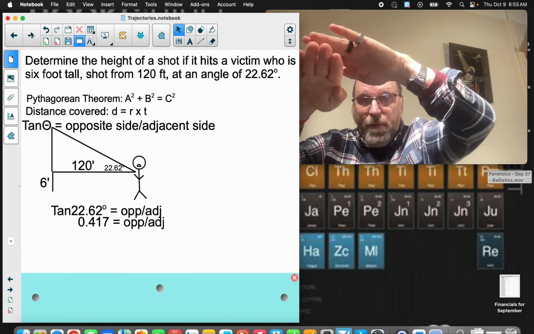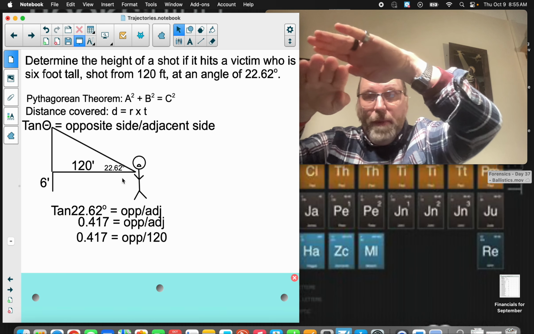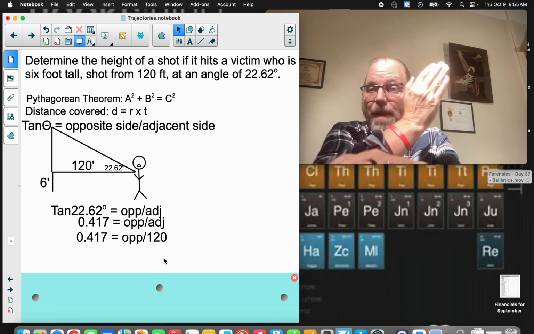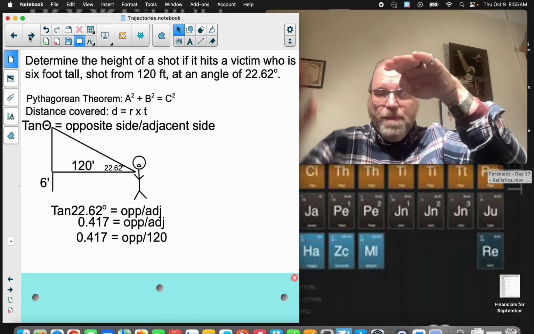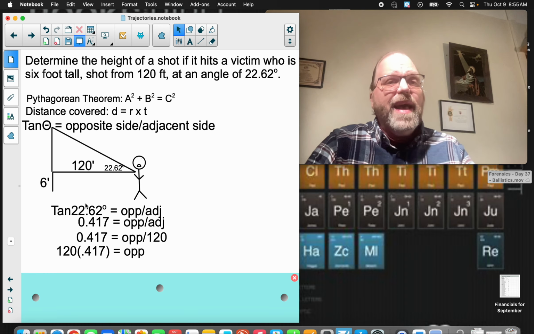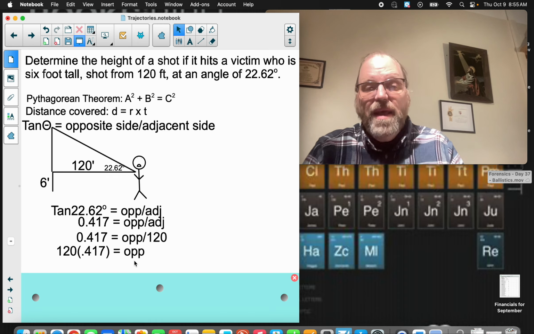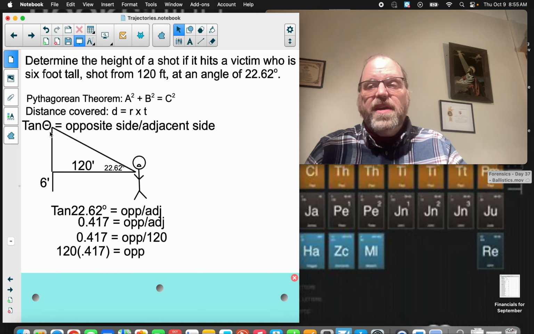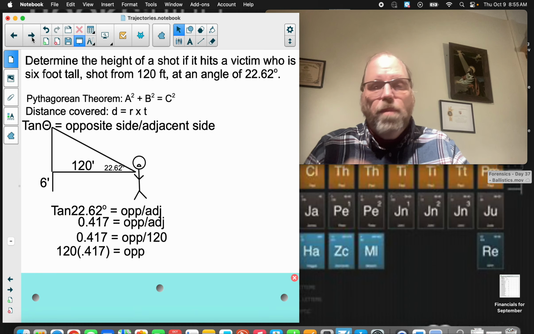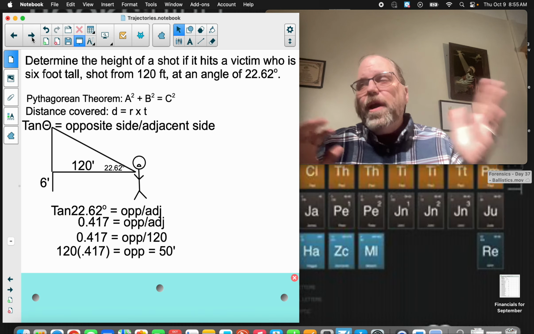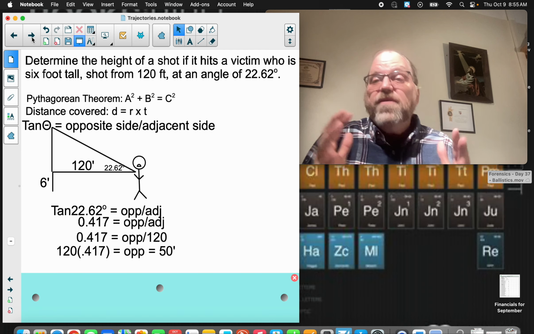Now we got a division there. We want to get rid of that. So we're going to multiply both sides up. That value is 120. We're going to multiply up to get rid of that fraction. Multiplying it will eliminate that. So we're going to have 120 times 0.417 is my opposite side. You take your calculator, take 0.417 times 120. You get 50.04. Actually, we're just going to call it 50 feet.